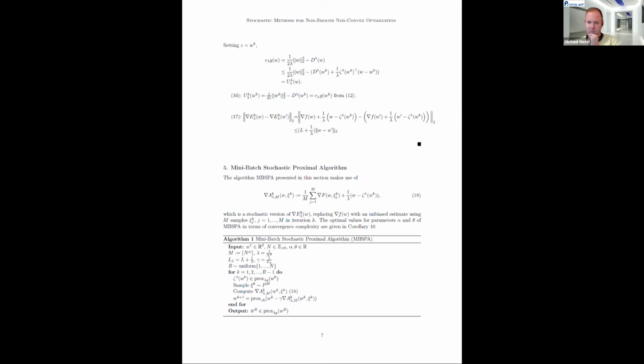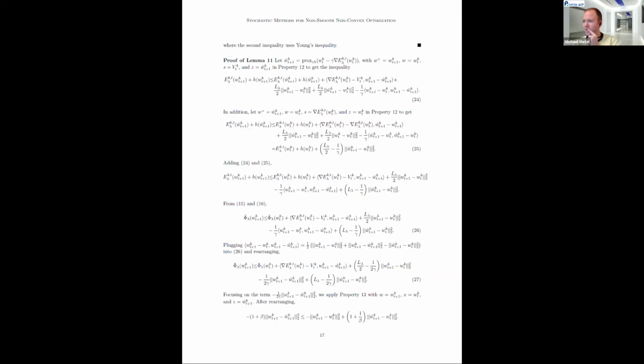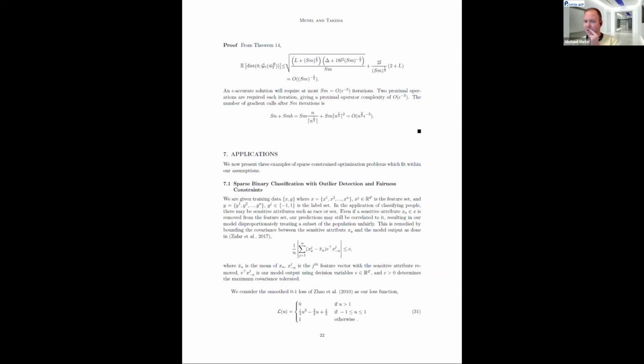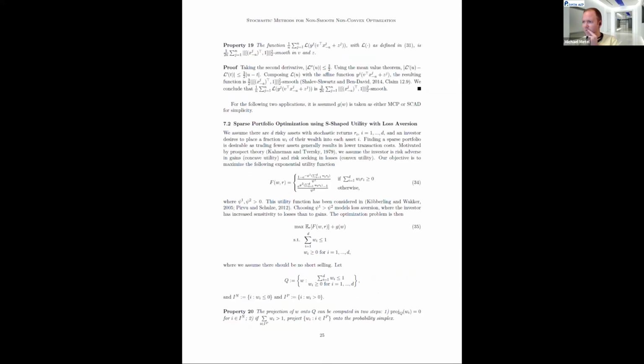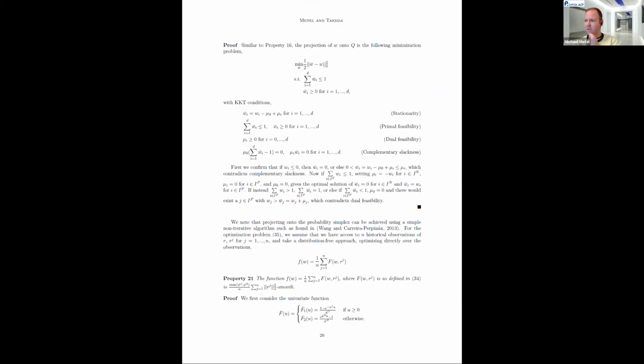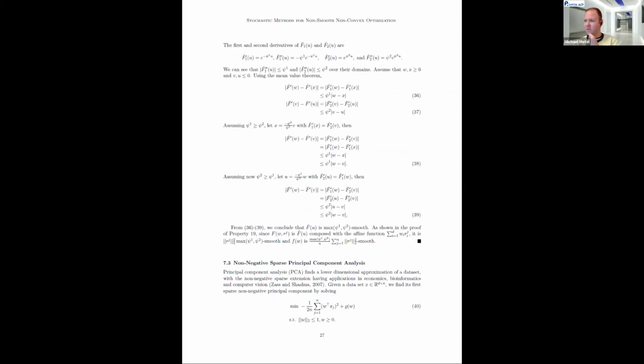And how do you apply your methods? We have a few examples. There's the non-negative sparse PCA, and we did sparse binary classification with outlier detection and fairness constraints. And then I think we did portfolio optimization, a financial application. But I just showed the simplest application to put this into perspective. We had a few different ones.